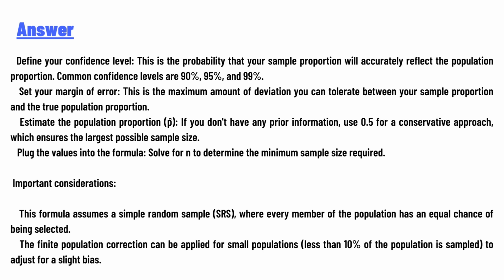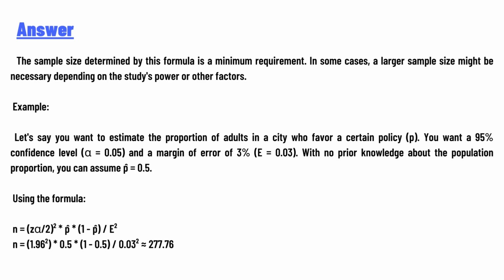Important considerations. This formula assumes a simple random sample where every member of the population has an equal chance of being selected. The finite population correction can be applied for small populations to adjust for a slight bias. The sample size determined by this formula is a minimum requirement. In some cases, a larger sample size might be necessary depending on the study power or other factors.